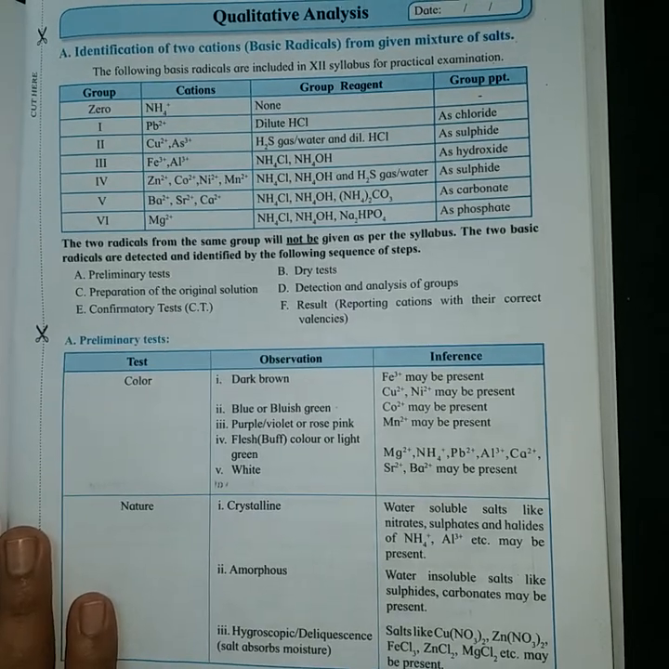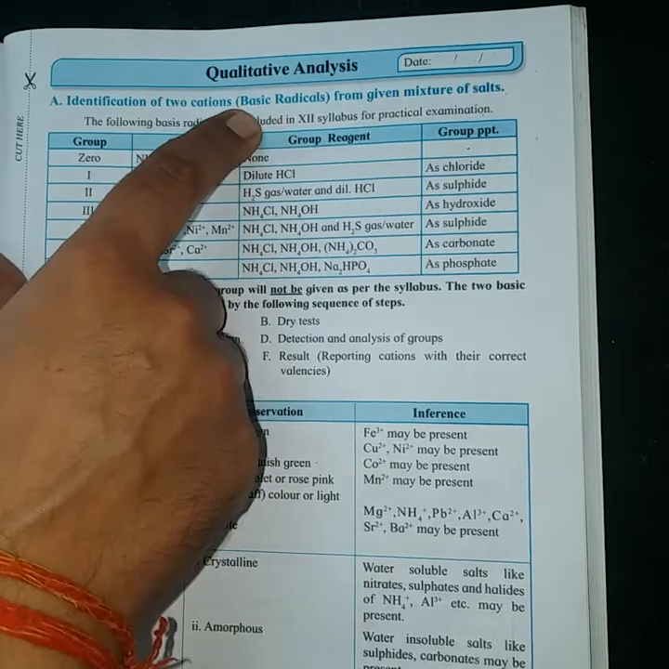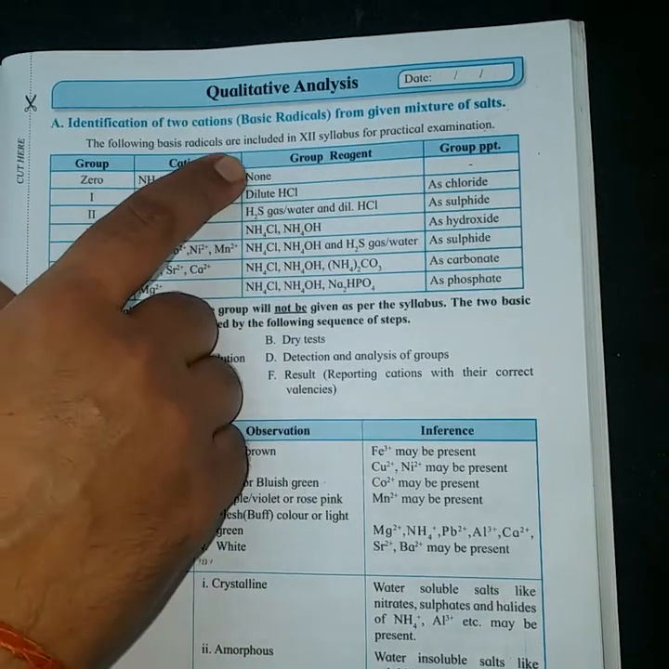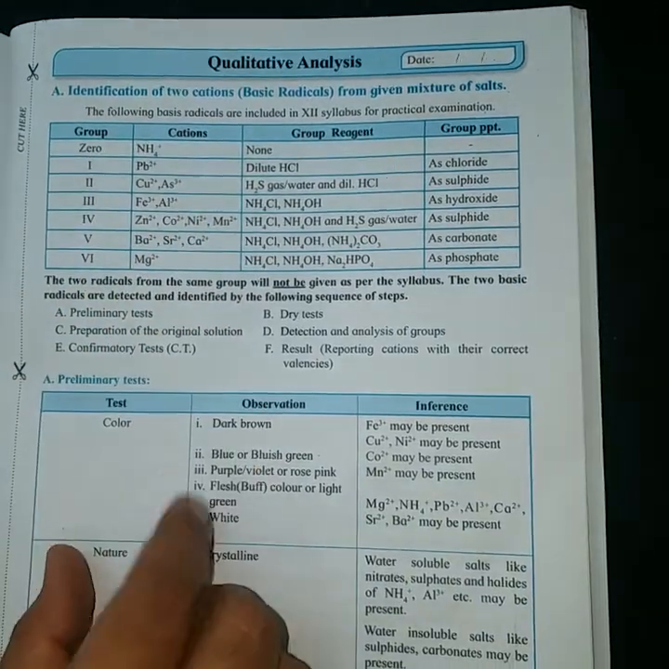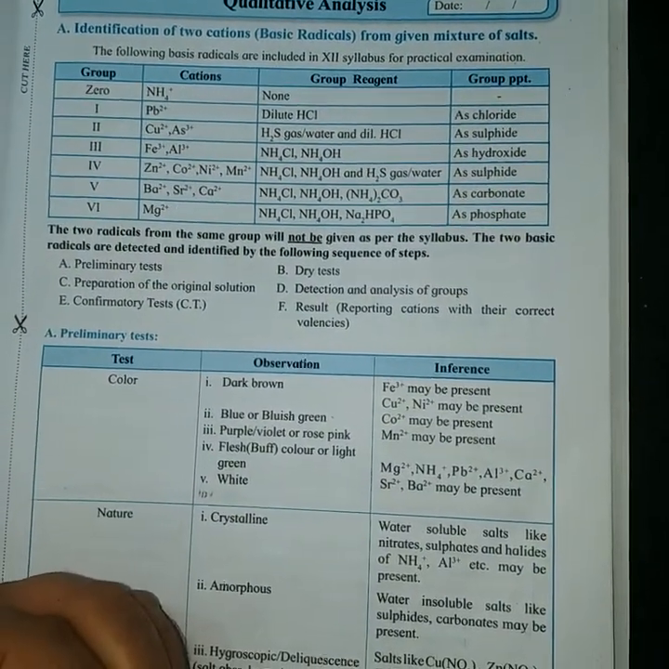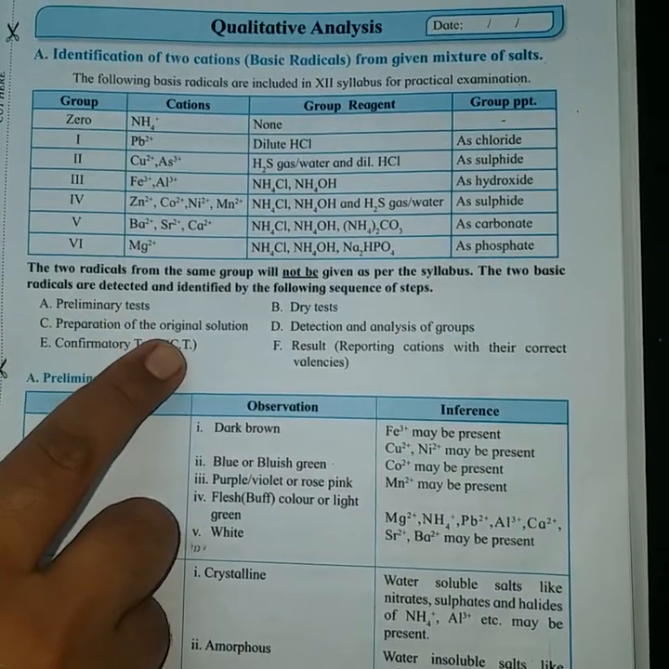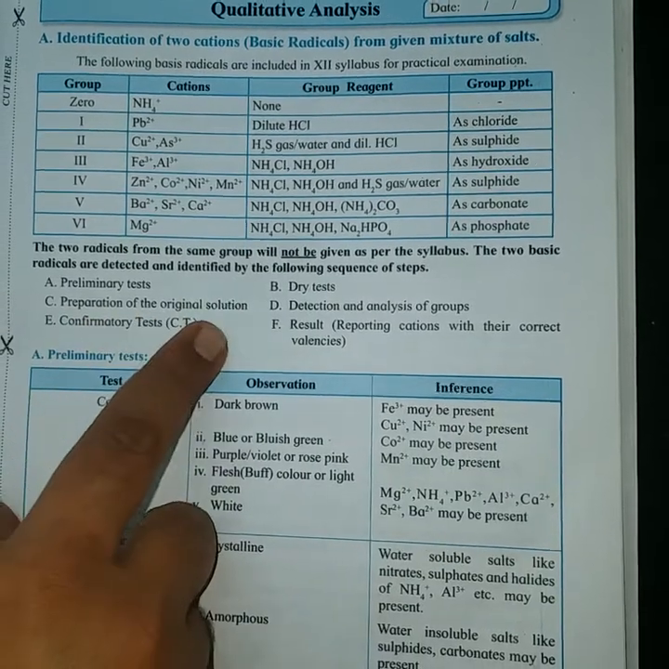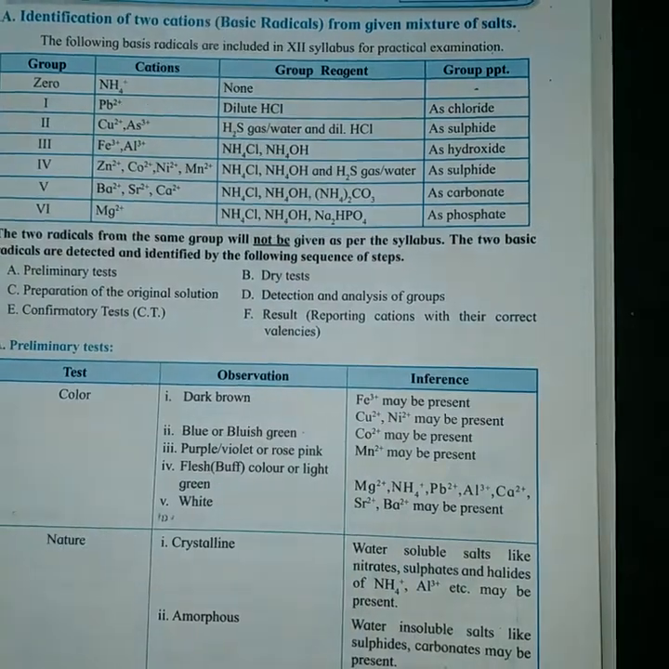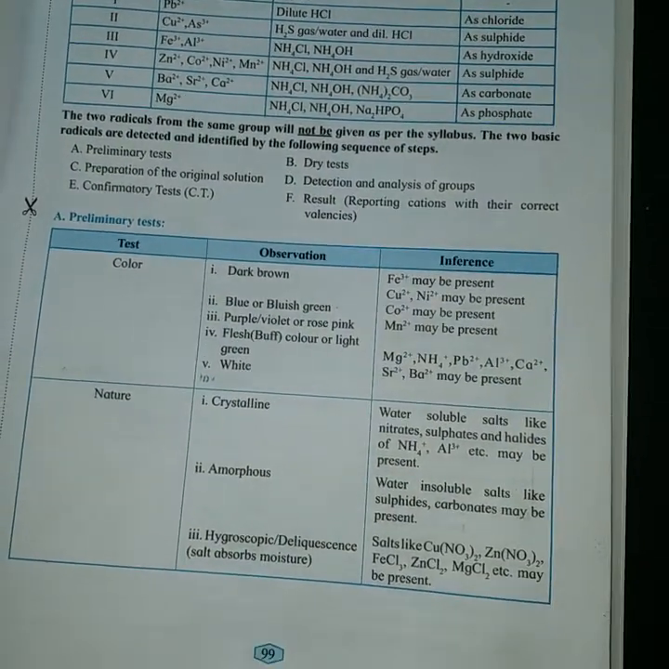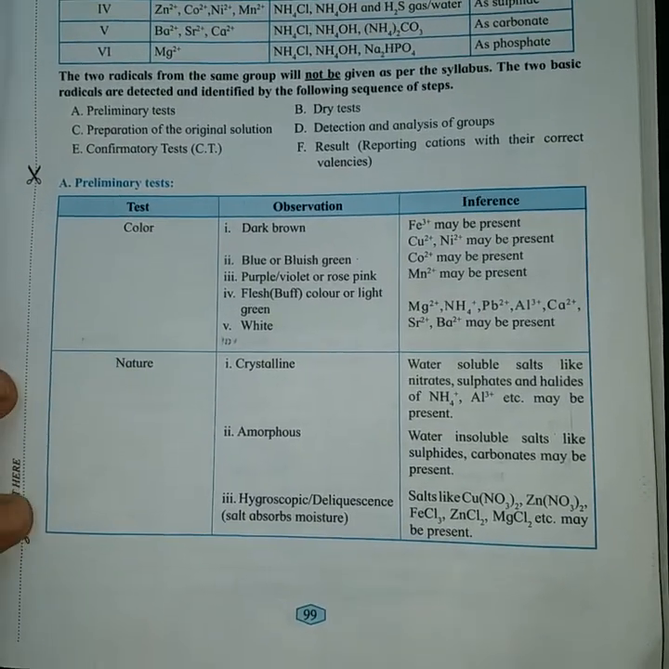Only the difference is that in the basic radical, when you want to identify two cations, that is the basic radicals in the mixture, you need to do the following stages of the test. As you are aware, first the preliminary test, then the dry test, then preparation of original solution, detection of group, and then last the confirmatory test and the result. So it is the same as that of the acidic radical.